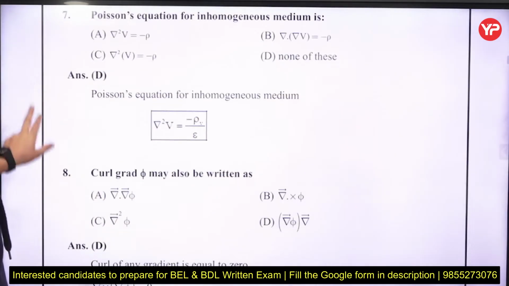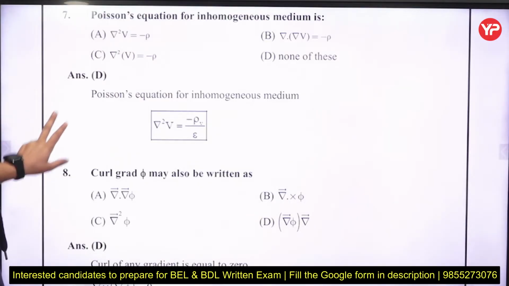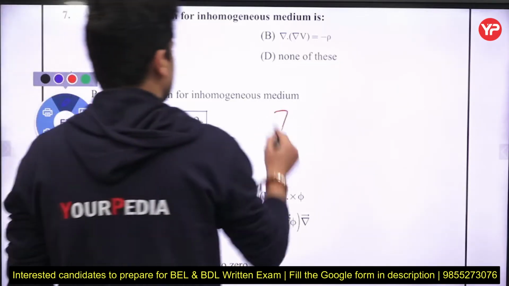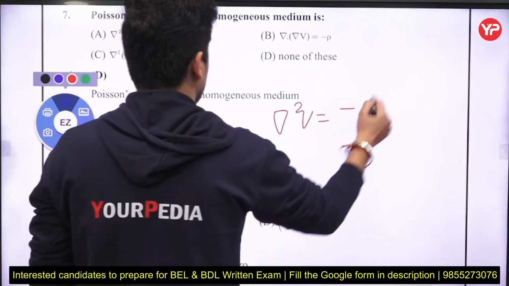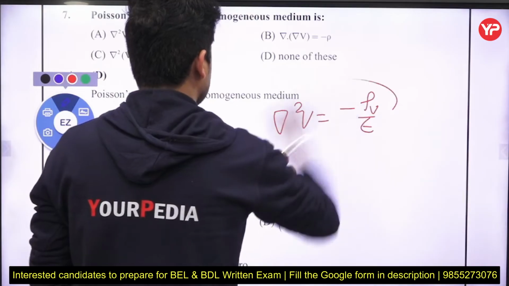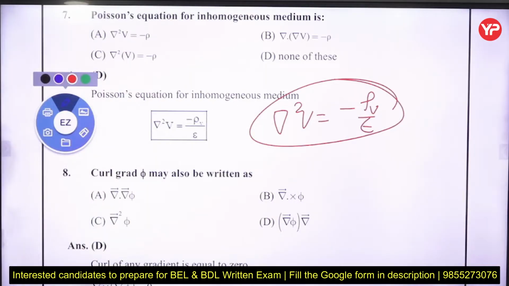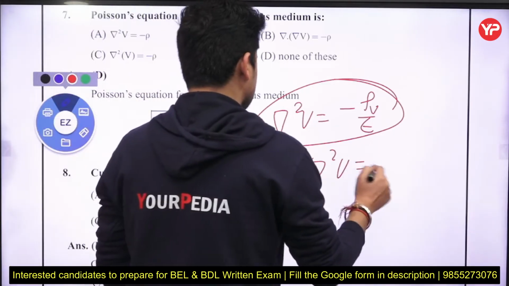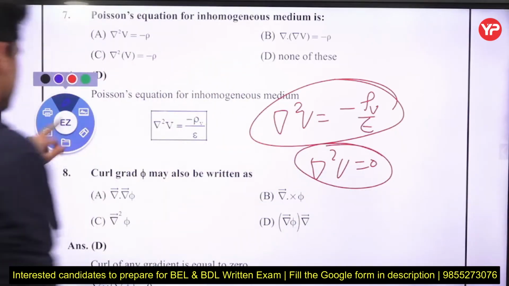The Poisson equation for an inhomogeneous medium. See, if your medium is inhomogeneous, then the Poisson equation is del square V equals minus rho V upon epsilon. This is your Poisson's equation, right? If your right hand side is 0, if your medium is charge free, for a charge free medium rho V is going to be 0, so del square V is equal to 0, that is called the Laplace equation. Del square V equals 0 is the Laplace equation, right?